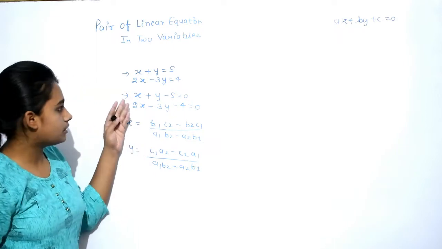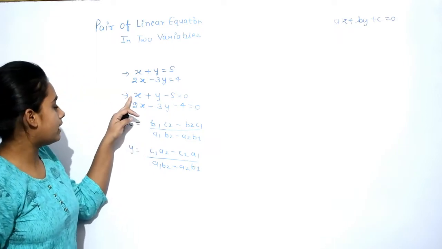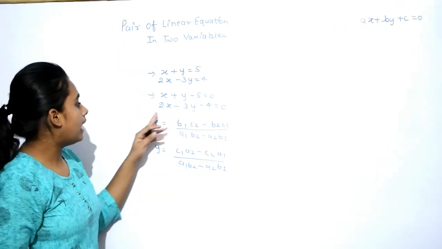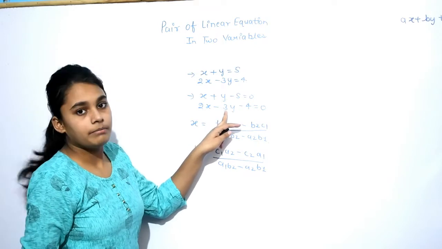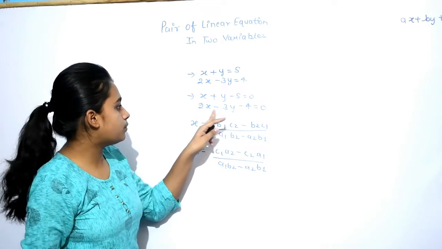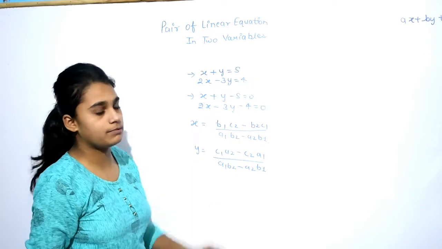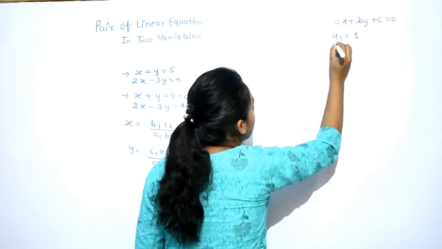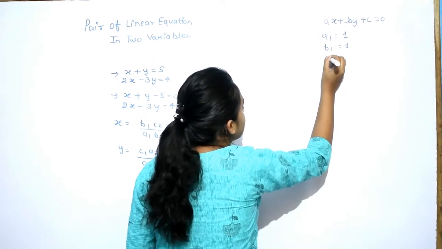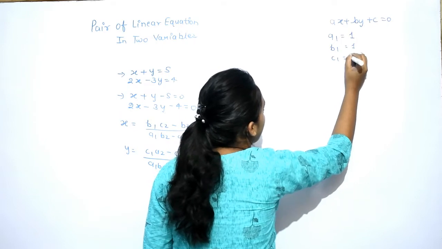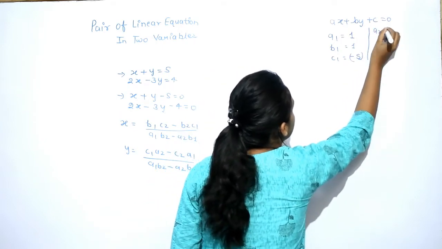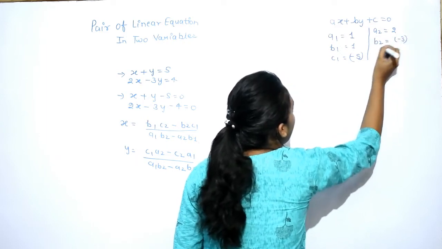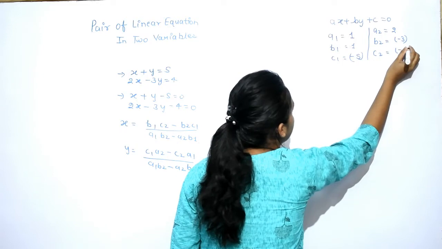In the first equation you can see our a1 is 1, b1 is 1, and c1 is minus 5. In the second equation our a2 is 2, b2 is minus 3, and c2 is minus 4. So now we are putting a1 is 1, b1 is also 1, and c1 is minus 5, and for the second equation a2 is 2, b2 is minus 3, and c2 is minus 4.